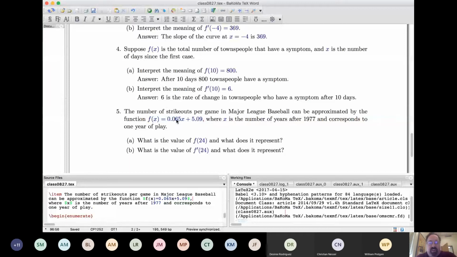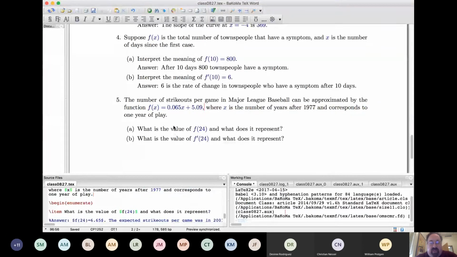So what this would suggest is, because the slope here is positive, there's a clear trend of increasing strikeouts per game, at least since 1977. So there's a lot of data fitting like that to describe the data that one gathers. We don't get into that in this class, but I just want to say these problems are not as contrived as they might appear.